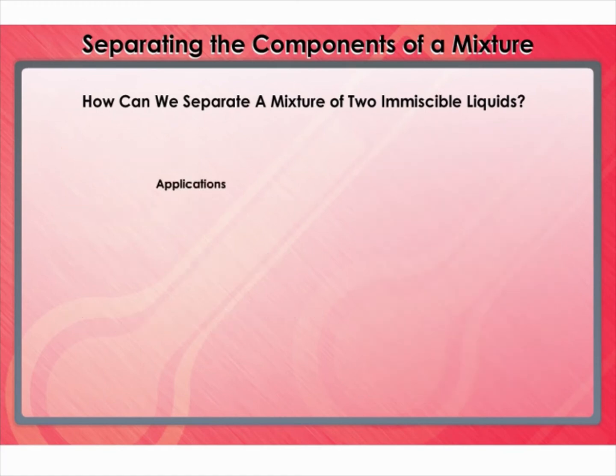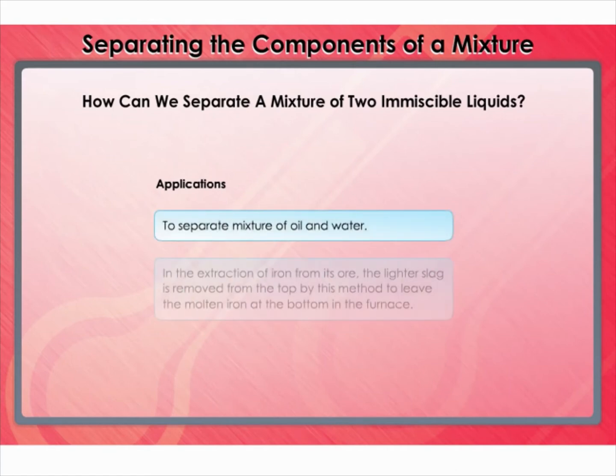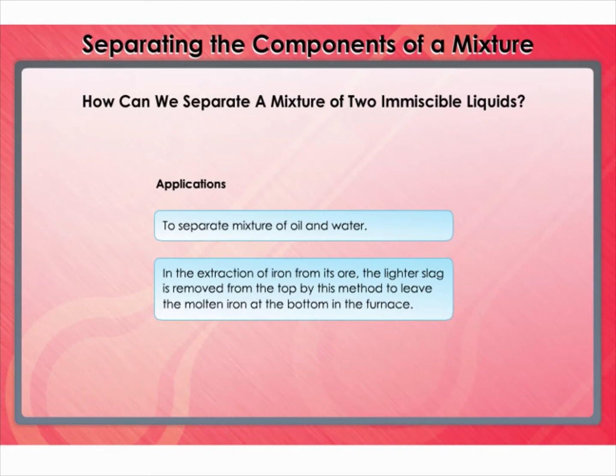Let's discuss their applications. To separate a mixture of oil and water. In the extraction of iron from its ore, the lighter slag is removed from the top by this method to leave the molten iron at the bottom in the furnace.